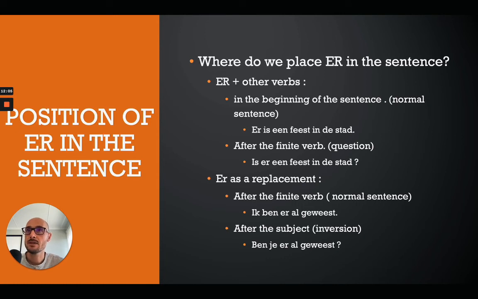Now, 'er' as a replacement, as in unstressed 'daar' or as in a quantity. Alright, so we'll place it after the finite verb in a normal sentence. 'Ik ben er al geweest.' Okay, so 'ik' is your subject, 'ben' is your finite verb. It is the verb which adapts to your subject, and then 'geweest' would be your past participle. But the most important thing is 'er' is straight after your finite verb. Now, when there's inversion, alright, as you can see, 'Ben je er al geweest?' Have you been there already? 'Ben' is your verb, so it's in front of your subject. That is what we call inversion. Then you will place 'er' after your subject. So this is the place where we put 'er'.